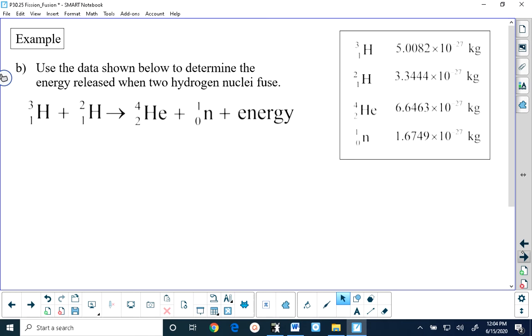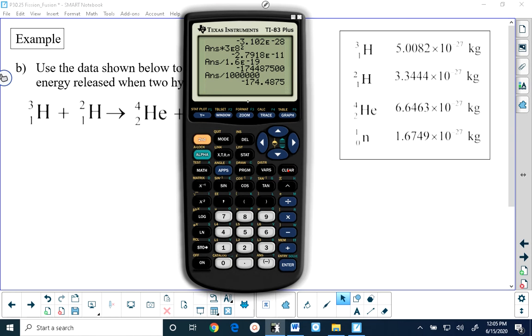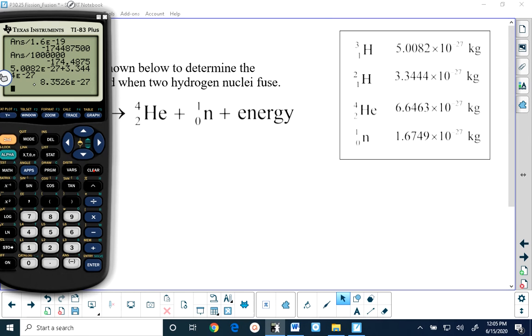All right, and B, we're going to do the same thing, except for the fusion reaction. I'm not going to write anything down for this. I'm going to show all of my work on my calculator. If I find the total mass before, I can take the mass of the hydrogen 3 and add the mass of the hydrogen 2, which gives me this much mass in kilograms before. When I look at the mass afterwards, that would be the mass of the helium-4, which is 6.6463 multiplied by 10 to the negative 27, plus the mass of a neutron, which gives me this number.